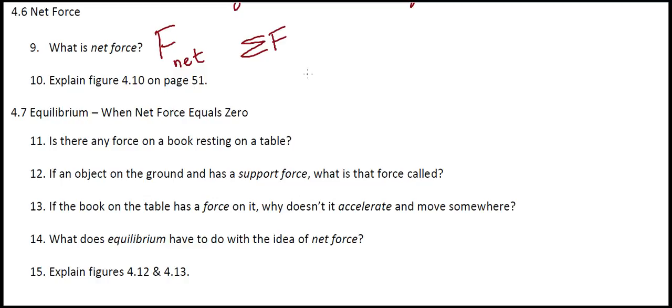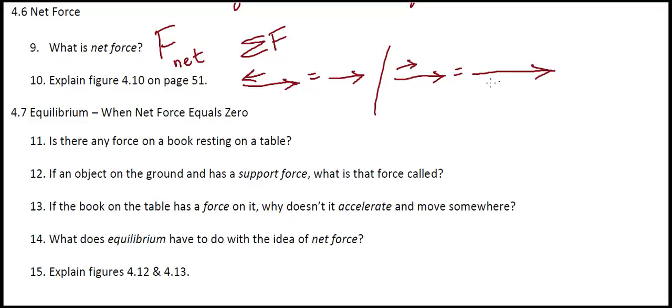Figure 4.1 on page 51 has forces like, for instance, 10 to the right, 5 to the left is going to be equal to 5 to the right. 10 to the right and 5 to the right is going to be equal to 15 to the right.